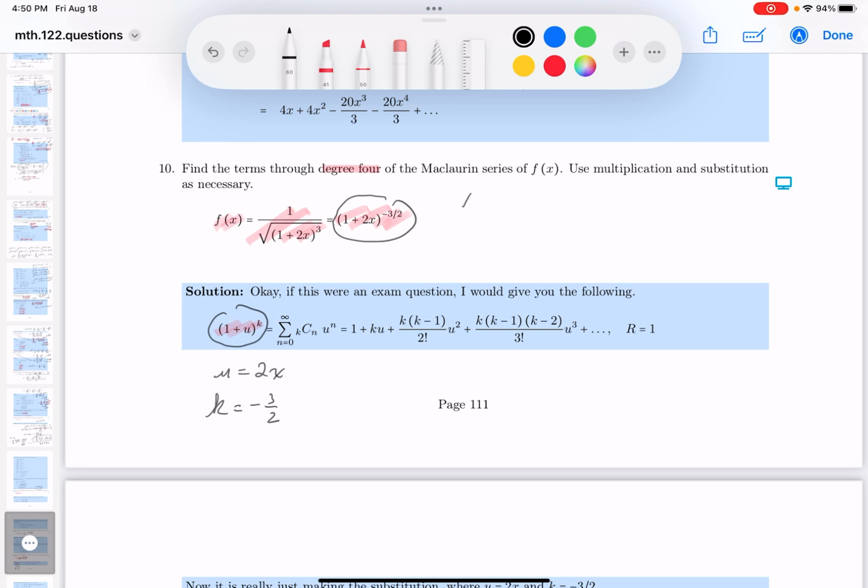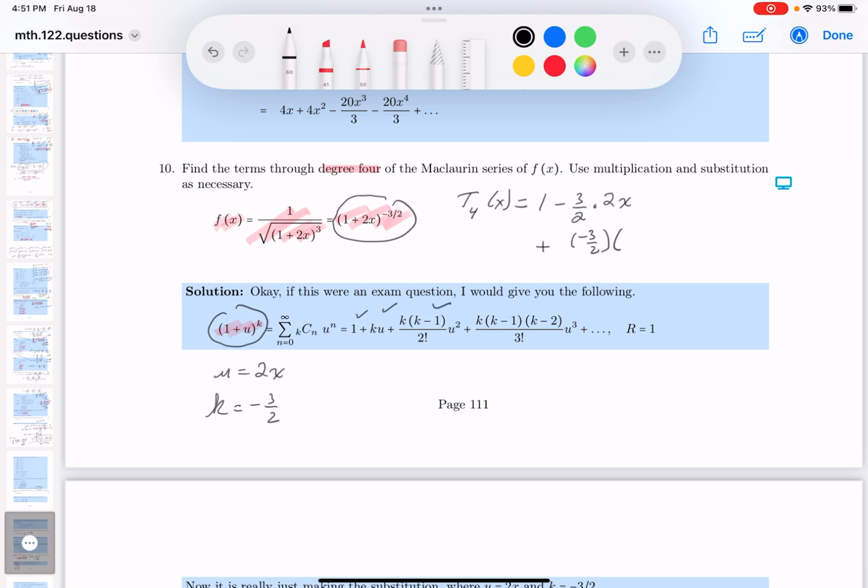So I'm going to write down T4 now. How am I going to do that? I'm looking at this over here. It's going to be 1 plus k times u. Well, that's going to be minus 3 halves times 2x. We'll simplify it later, by the way. I got this part done. Let's do the next one. Plus minus 3 halves.